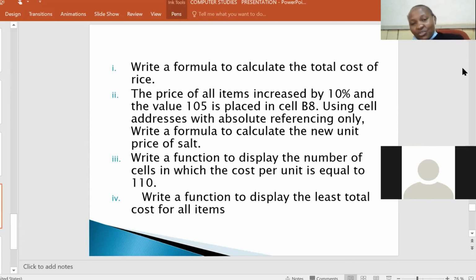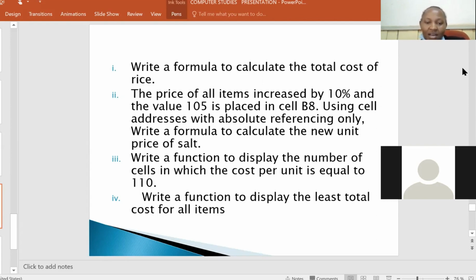Then the others are going to be relatively referenced. So whatever is to be absolutely referenced should be absolutely referenced. Whatever is relatively referenced should be relatively referenced. Then the other one is write a function to display the number of cells in which the cost per unit is equal to 110. Actually, where you're required to write a function, it is strictly a function. You can only write a formula or a function when the question is requiring you to write a formula. At that point, you can write a formula or a function. But when it's a function, strictly write a function.